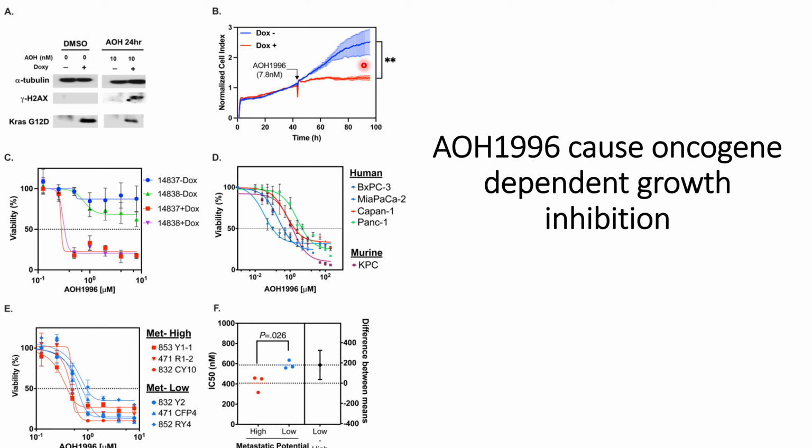In summary, this figure indicates that AOH1996 can target or affect oncogene dependent growth and results in growth inhibition. So that's all for this video. If you need to understand more about their experiments in detail, you can go through the reference that has been provided in the description.